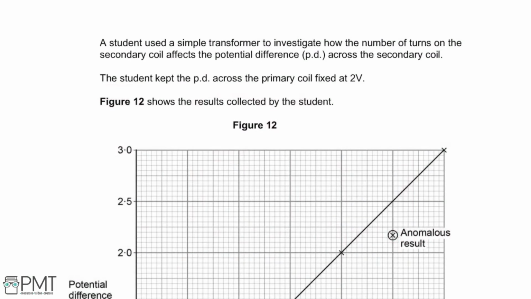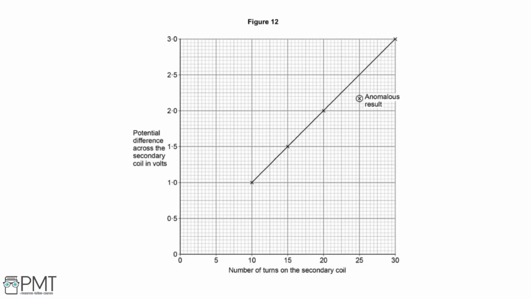A student used a simple transformer to investigate how the number of turns on the secondary coil affects the potential difference across the secondary coil. The student kept the potential difference across the primary coil fixed at 2 volts. Figure 12 shows the results collected by the student. Figure 12 is on your screen now.